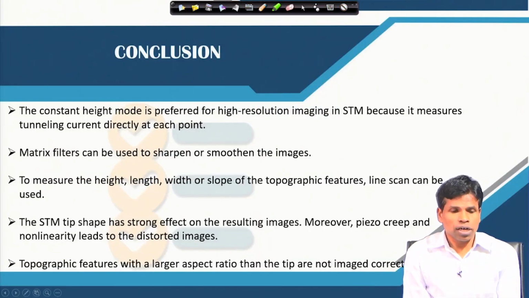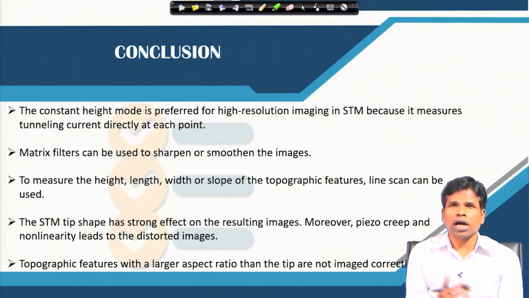So, in conclusion, constant height mode is preferred for high resolution STM images because it actually measures the current at that same place. Different types of matrix elements and filtering are used for smoothening the images to get a cleaner image, and to measure the length, width, height or thickness of the layers. The line scan can be utilized to get quantitative values.